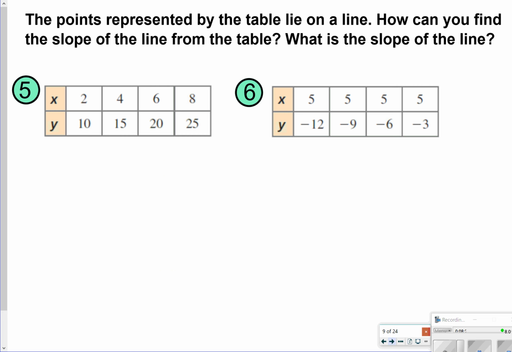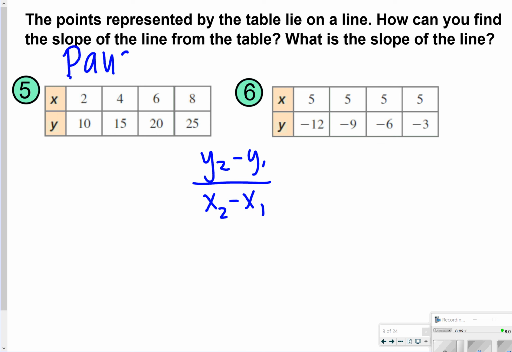So here are 2 that you're going to try. So again, you're going to do the change in y, so y2 minus y1, and then over the change in x, x2 minus x1, and make sure you subtract in the same order. So if you do like 15 minus 10, you got to do 4 minus 2. Okay? So let's go ahead and pause here so you can try it, and then once you're done, click play.